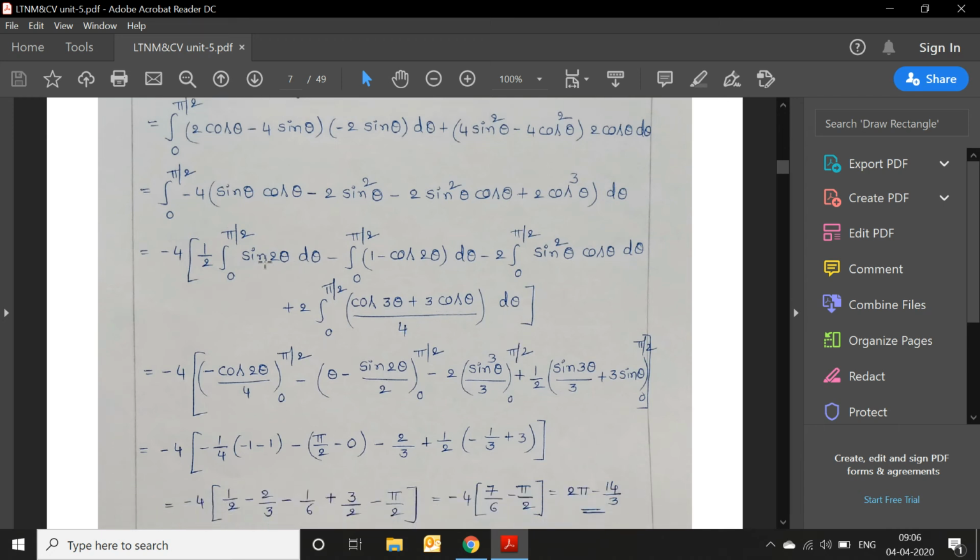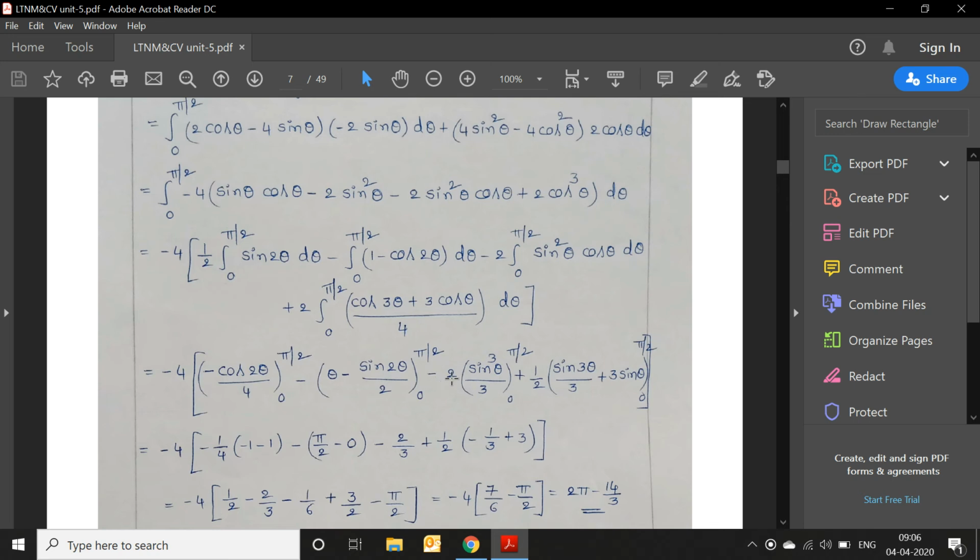Now all of you know the integration of sin theta is minus cos theta. Here 2 theta is there, so that's why we write the constant 2 in the denominator. So minus cos 2 theta by 2 into 1 by 2, so it becomes 4, with limits 0 to pi. Then 1 minus cos 2 theta: the integration of d theta is theta, and the integration of cos 2 theta is sin 2 theta by 2, limits are 0 to pi by 2.